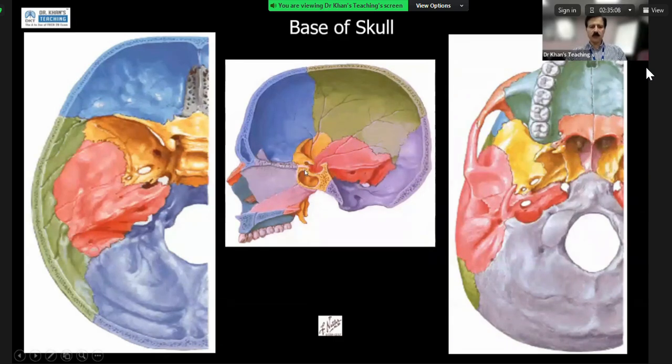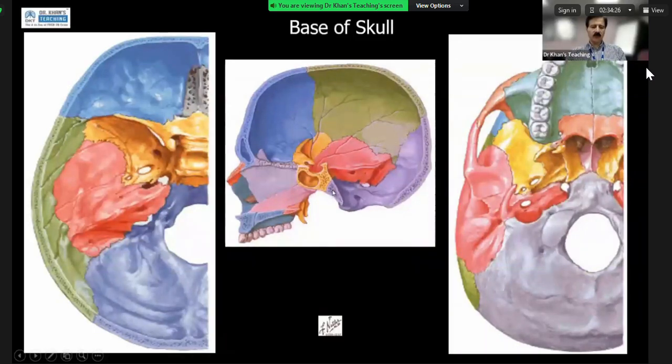Similarly, there can be trauma cases in which a fracture line will be going like this, and the examiner will expect you to say that this is a planum sphenoidale fracture. So now coming back, this was the ethmoid, this is the sphenoid, this is the occipital bone. The occipital bone has 3 parts. This is the basi-occiput. Remember, this was the basi-sphenoid, so this is the basi-occiput. The basi-occiput is the part of the occipital bone which helps to form the clivus.